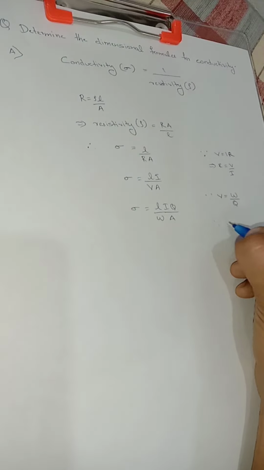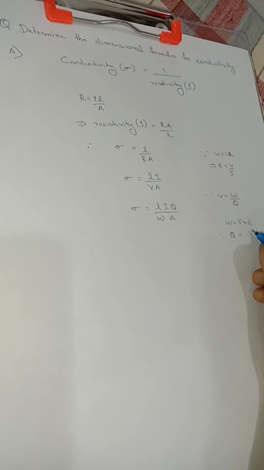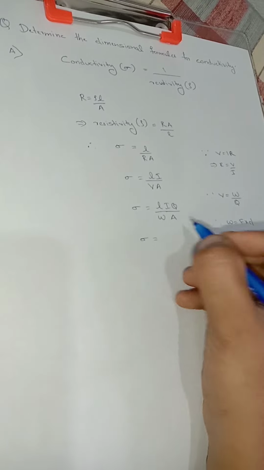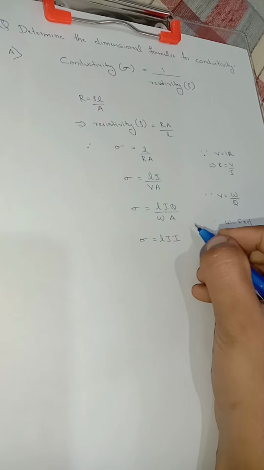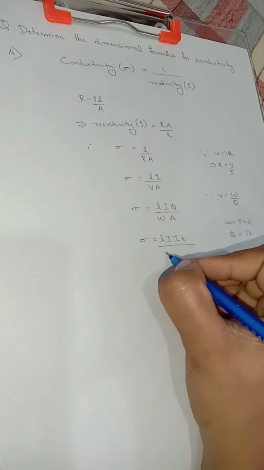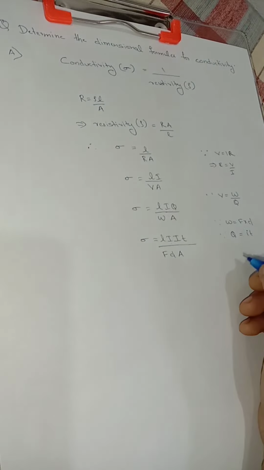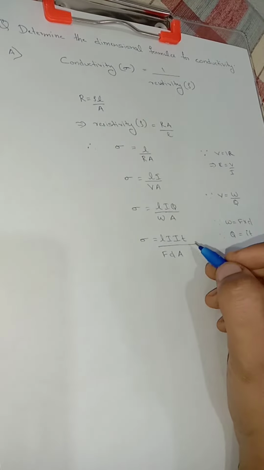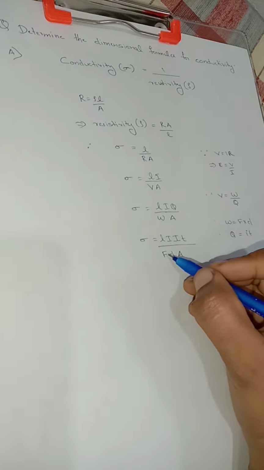Now we know that work is equal to force into displacement, and charge is equal to current into time. Substituting this in the equation of conductivity, we get L into I, instead of Q we substitute I into T, divided by W, which is force into displacement into area. So we get this equation: sigma is equal to L I T by F D A.